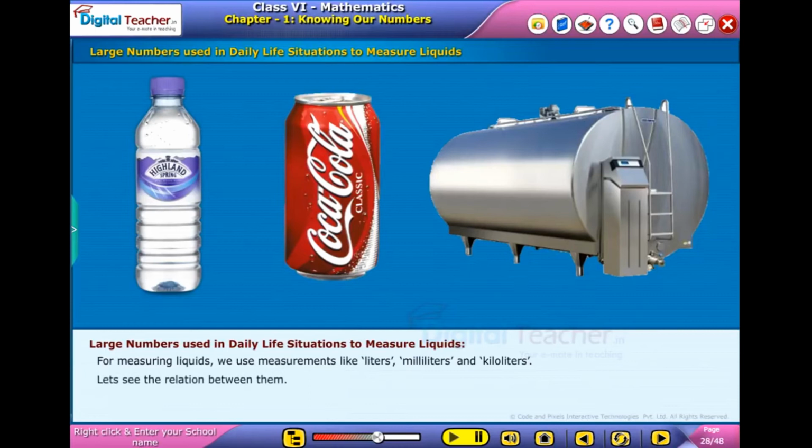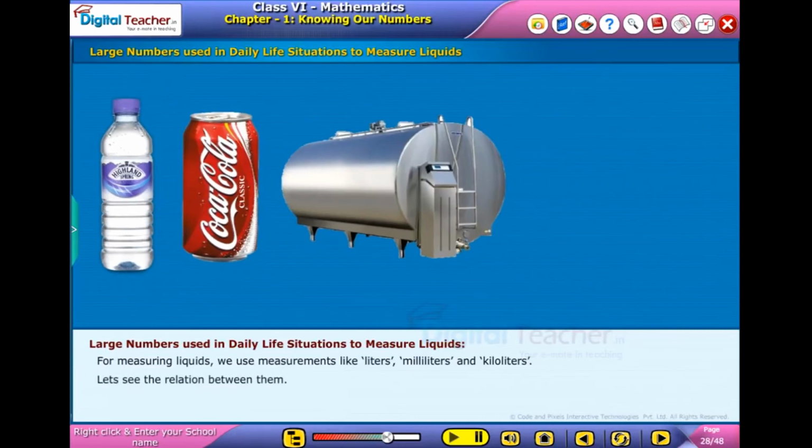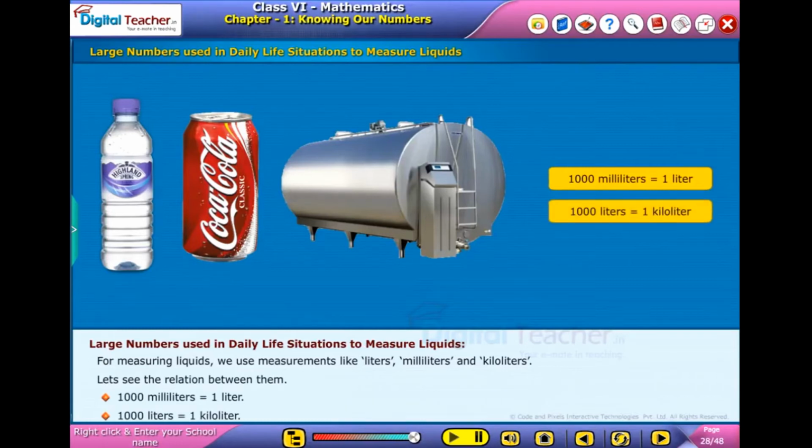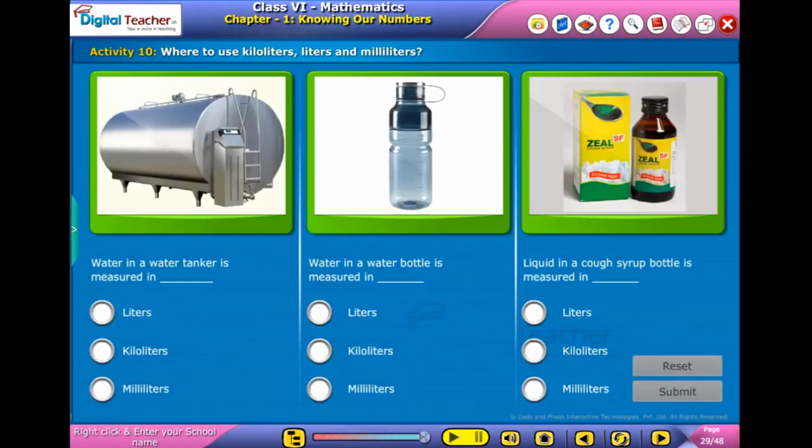Let's see the relation between them. 1000 milliliters is equal to 1 liter. 1000 liters is equal to 1 kiloliter. Let us see where to use kiloliters, liters, and milliliters. Click the appropriate options for the following blanks.